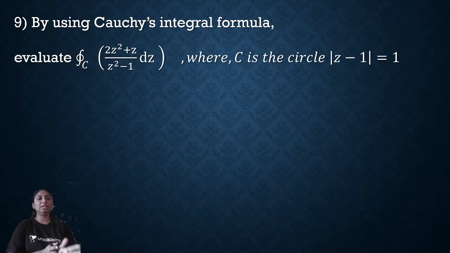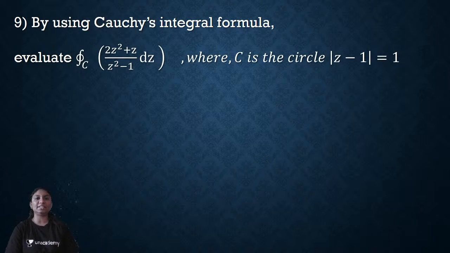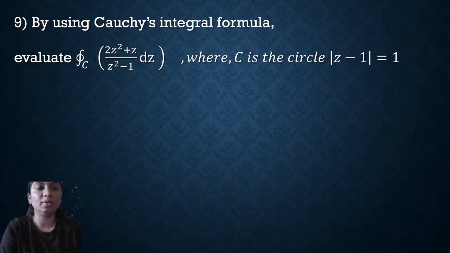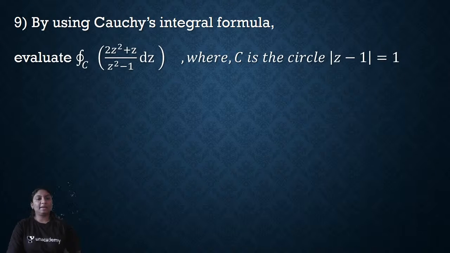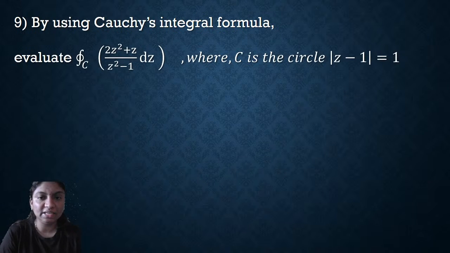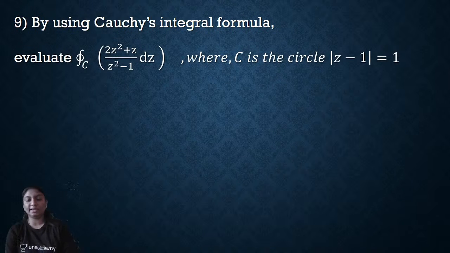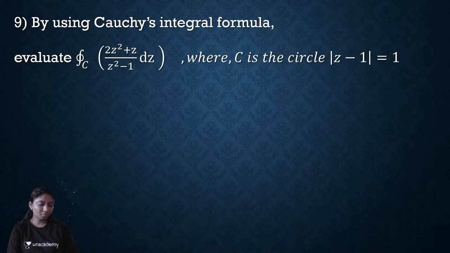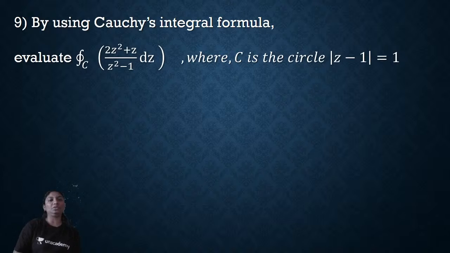Now see, it is purposefully given using Cauchy's integral formula. Evaluate the integral over C of 2z square plus z upon z square minus 1 dz, where C is the circle mod of z minus 1 is equal to 1. Okay, where C is the circle, mod of z minus 1 is equal to 1.